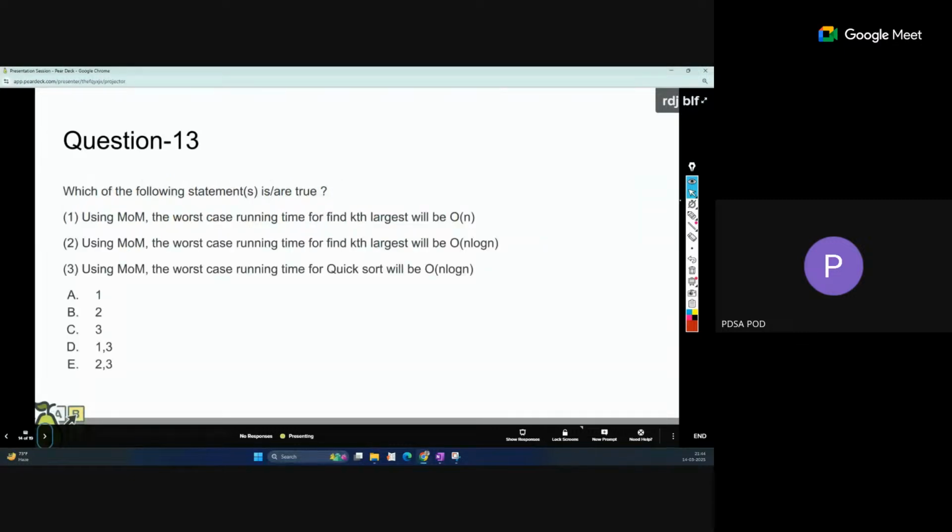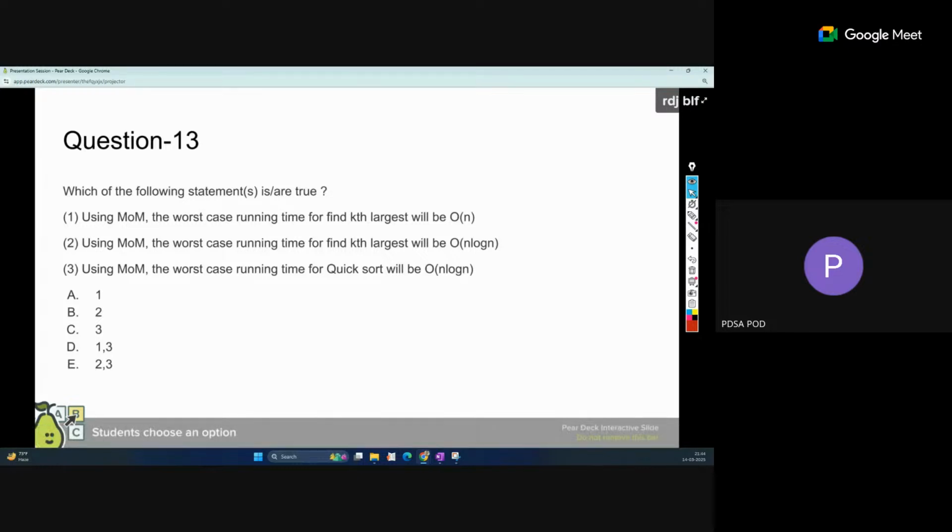Okay, so this is related to the complexity we discussed in week 8. Which of the following statements is true? Using MOM, the worst case running time for find kth largest will be order of n. Is this true?